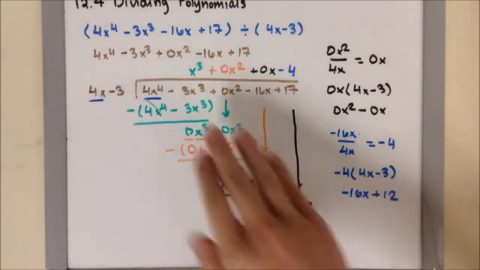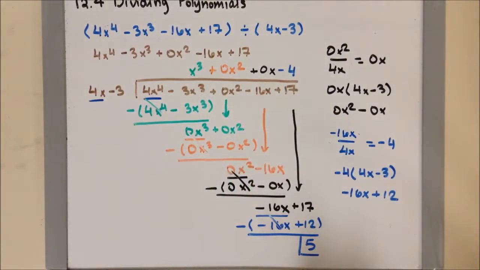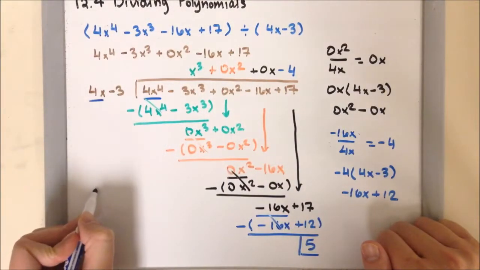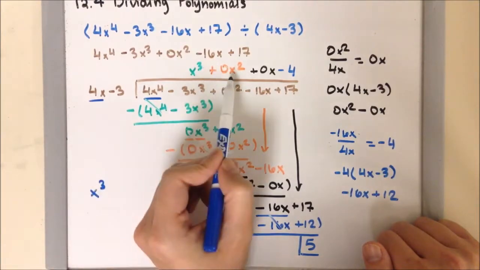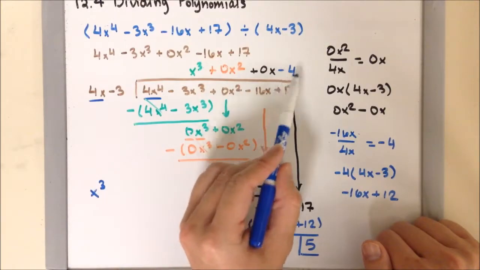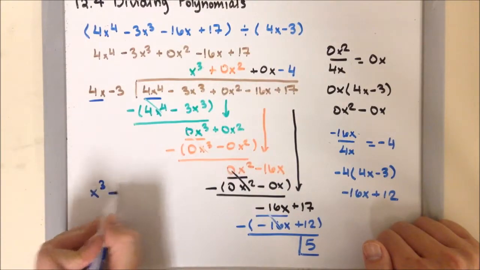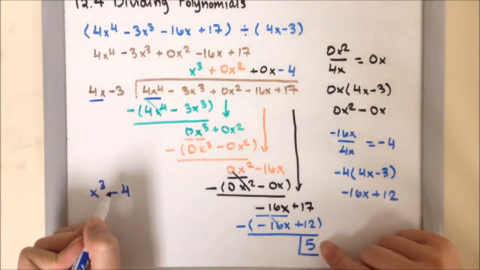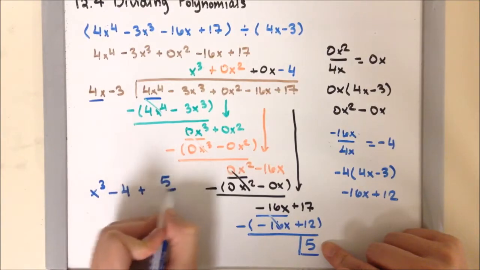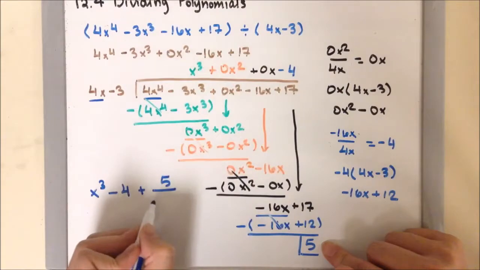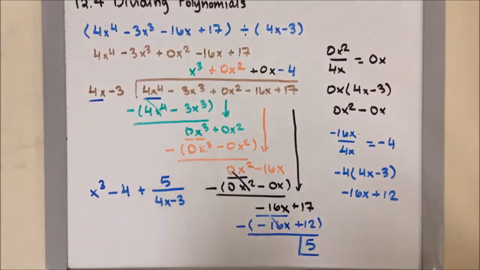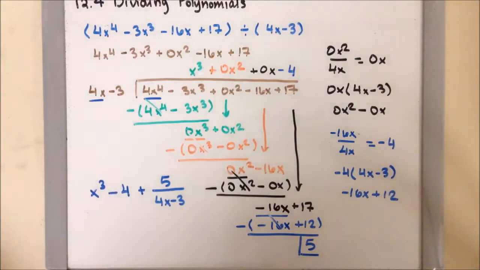So my final answer is what we have at the top, including the remainder. So I'm going to write my answer. So first off is x to the third. Since we have 0x squared and 0x, you can skip those and then write what's next, the minus 4. So I'm going to write minus 4 after x to the third. And then my remainder. Since it's positive, I'm going to write plus. Put the remainder on the top, and for the denominator will be my divisor, 4x minus 3. So that's how we write our final answer.